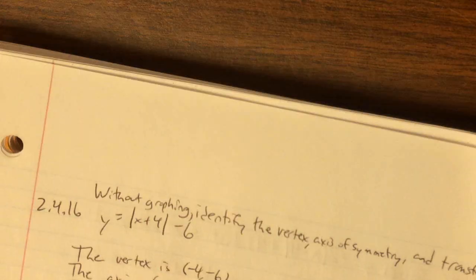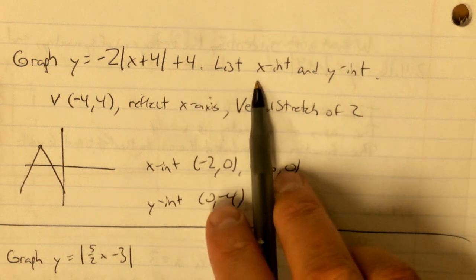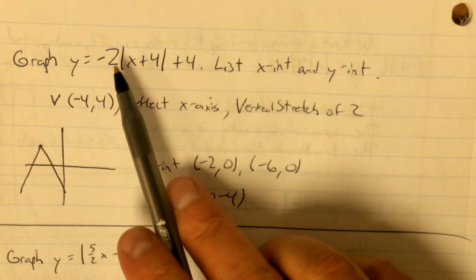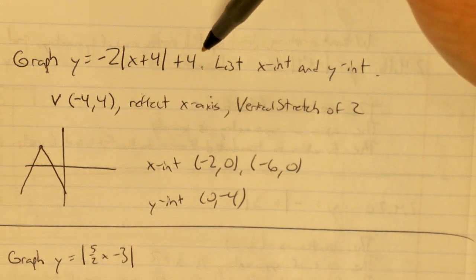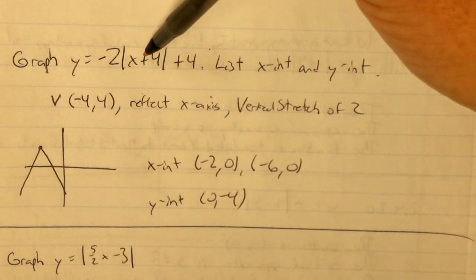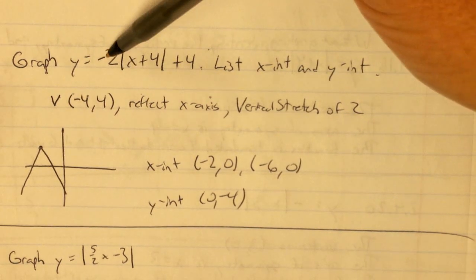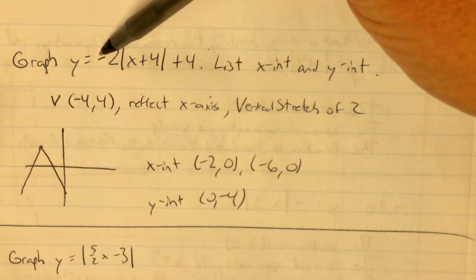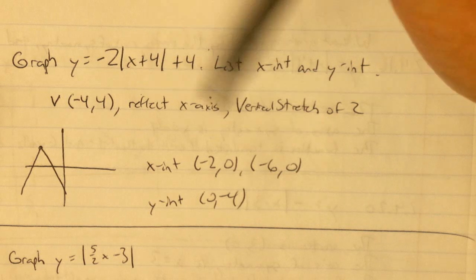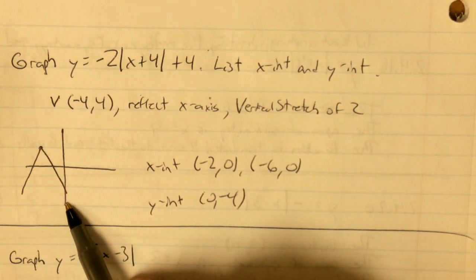Okay, the next one, number 25. Graph this function and list the x-intercepts and y-intercepts. So you have -2 absolute value of x plus 4, plus 4 again. So your vertex would be (-4, 4). You do reflect across the x-axis because it's a negative out front, and then you have a vertical stretch of 2. So this is what your graph looks like.